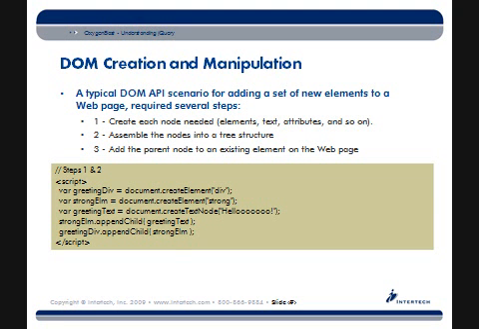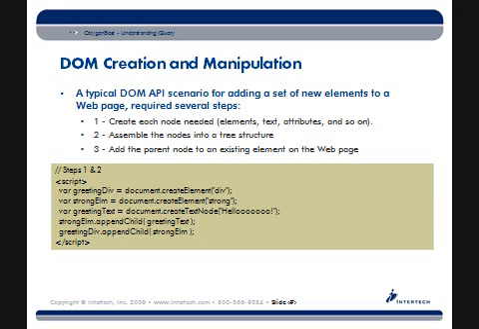So that's a little bit about Ajax. Let's jump into the DOM, document object model, creation and manipulation. So if we think about a typical DOM scenario where we're wanting to create some nodes and eventually put it in a page, there's usually 3 steps.